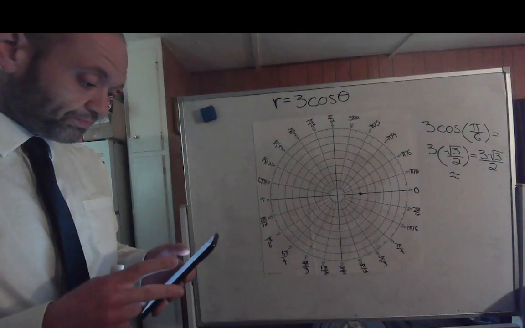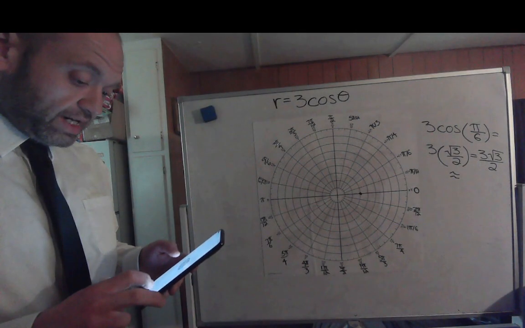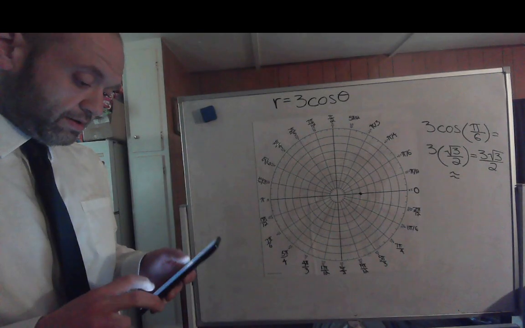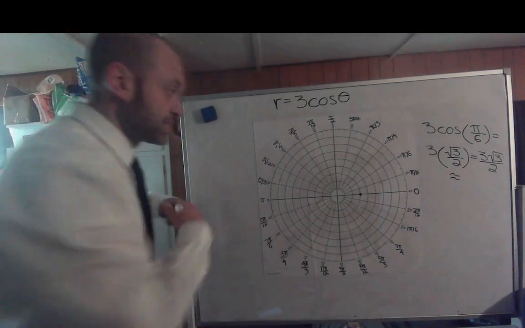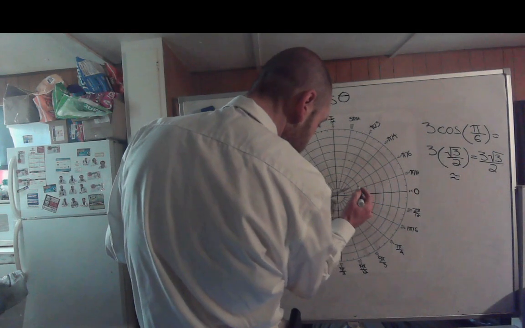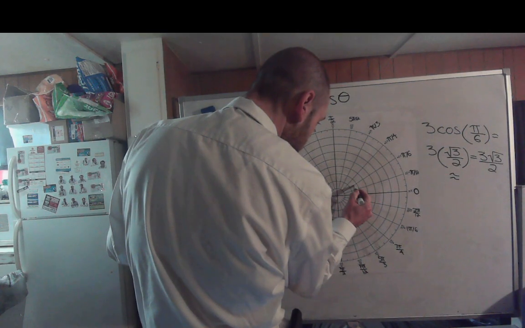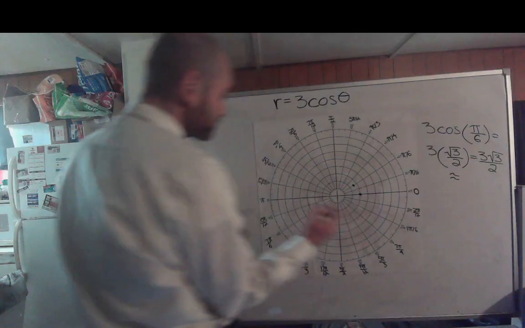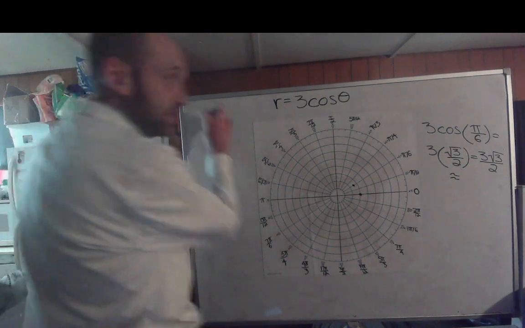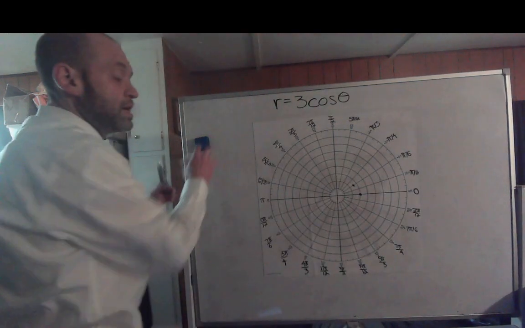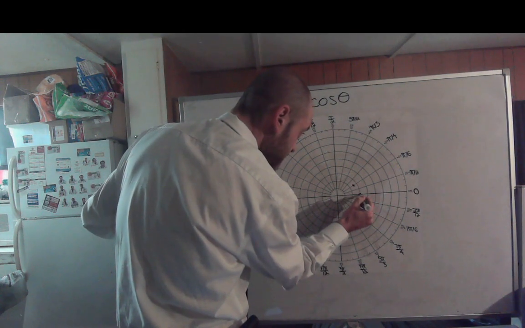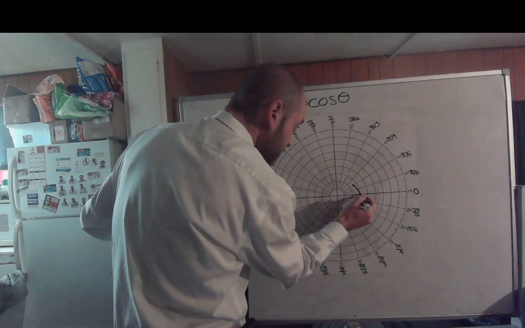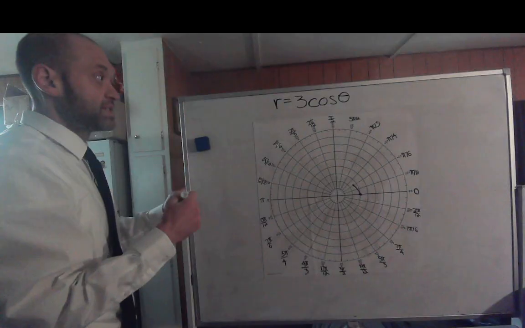So let's take 3 times the square root of 3. Let's divide that by 2. You get about 2.6. So at pi over 6, you're going to be about right there, 2.6. Now, my advice is, once you start getting more than one point, connect your pre-existing points. So let's go ahead and start connecting our pre-existing points.